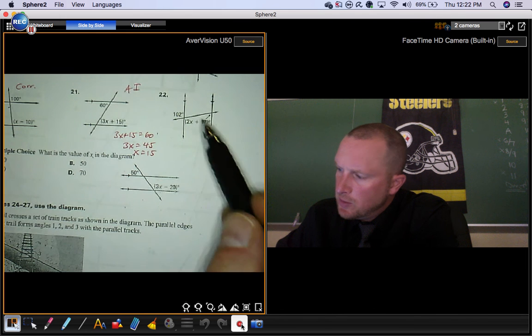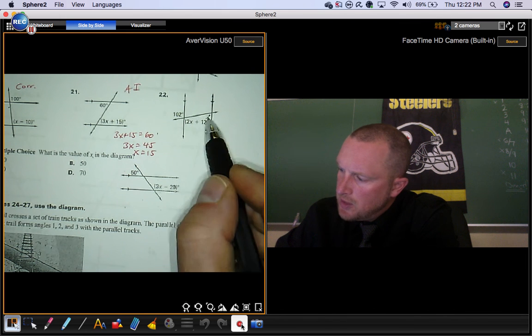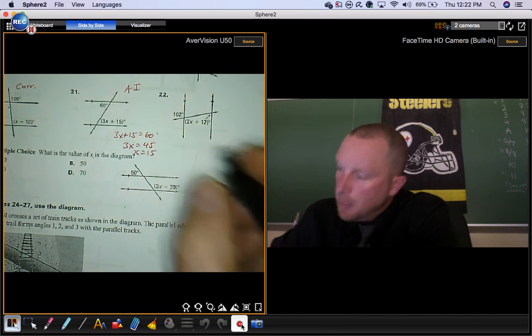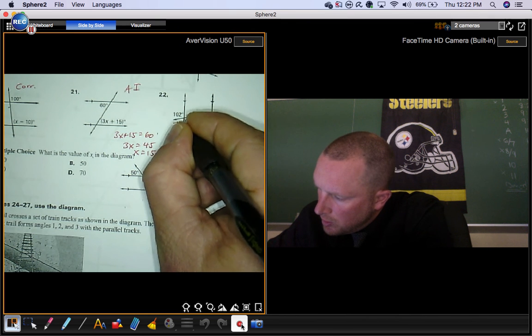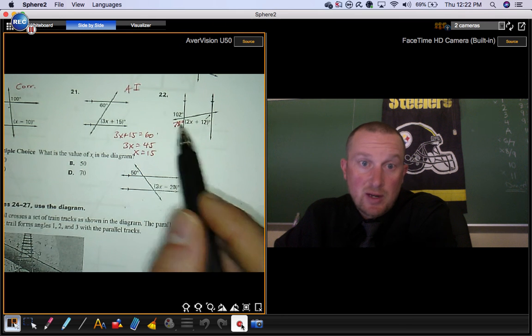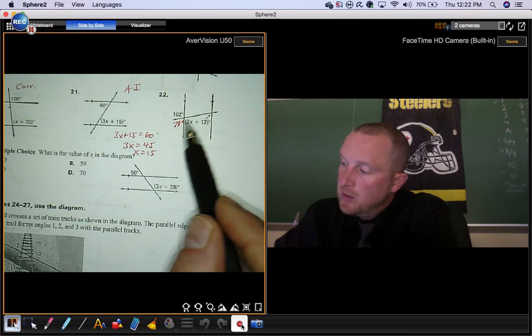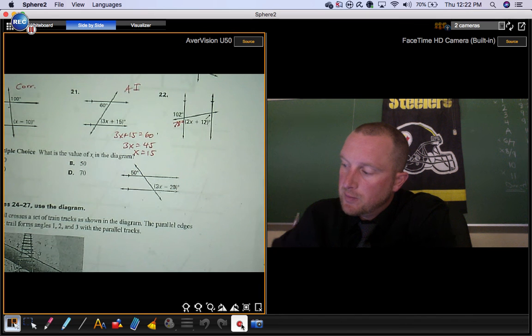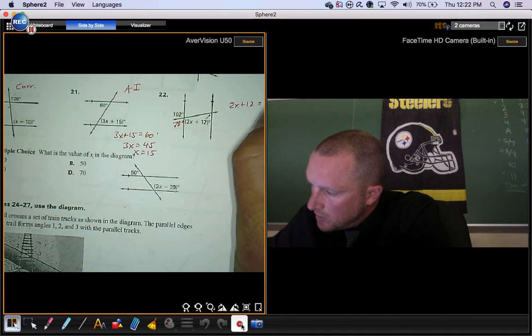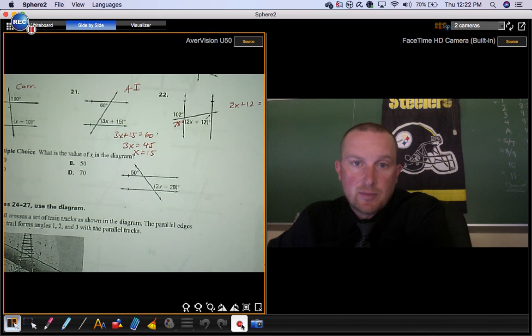Number 22, these angles do not have a relationship. But if you would put this angle measure that's a linear pair with it right next to it, now these ones are corresponding. And I know that corresponding angles are the same, so I know that angle has to be 78.